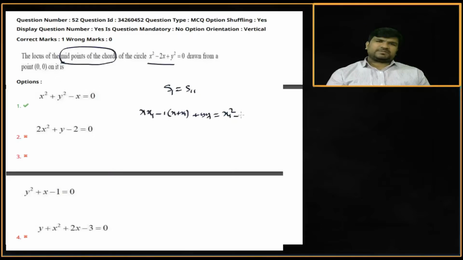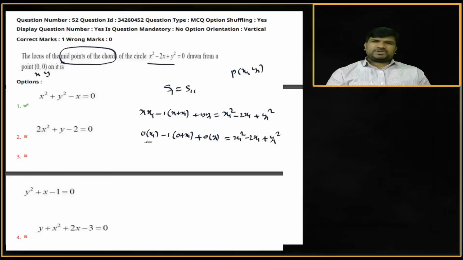So x1 squared plus y1 squared. Now we have to write the locus of P, that is P is our (x1, y1). This is S11 and this one is S1. So we have to draw from the point 0 comma 0, so our x value and y value are 0. So 0 into x1 minus 1 into (0 plus x1) plus 0 into y1 equals x1 squared minus 2x1 plus y1 squared. So 0 into x1 is 0, minus 1 into x1 is minus x1, plus 0 into y1 is 0, equals x1 squared minus 2x1 plus y1 squared.